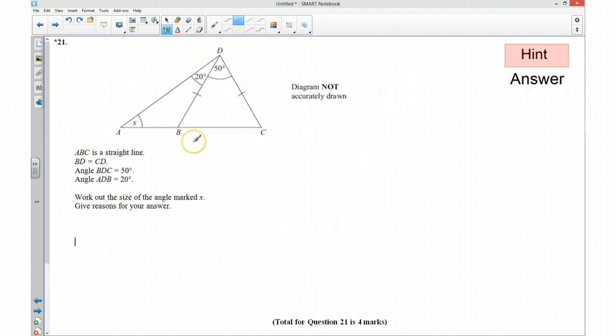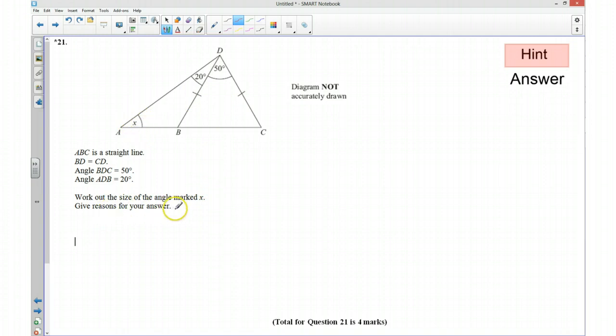Okay, question 21. ABC is a straight line, BD is equal to CD. There's dashes here that tell us that they're the same length. Angle BDC is 50 degrees, so B to D to C, that angle there is 50 degrees, and ADB is 20 degrees, A to D to B, that angle there is 20 degrees. We need to work out the size of the angle marked X, this angle here, and we need to give reasons for our answer.